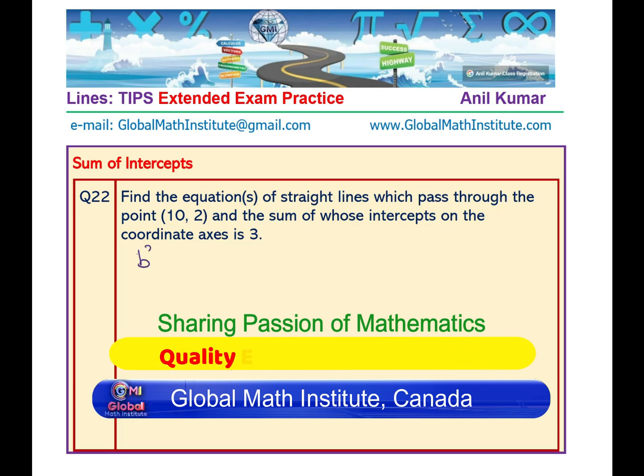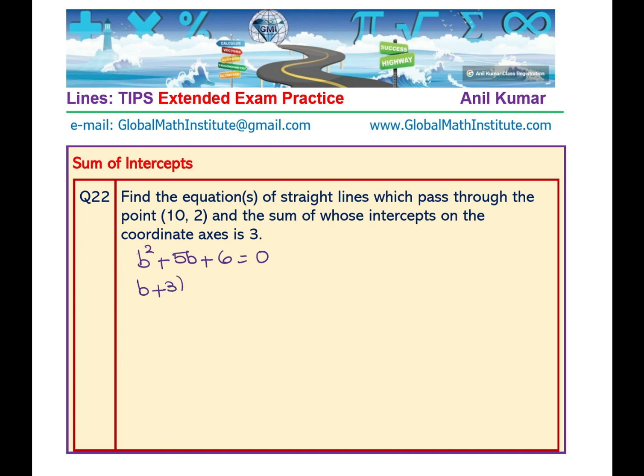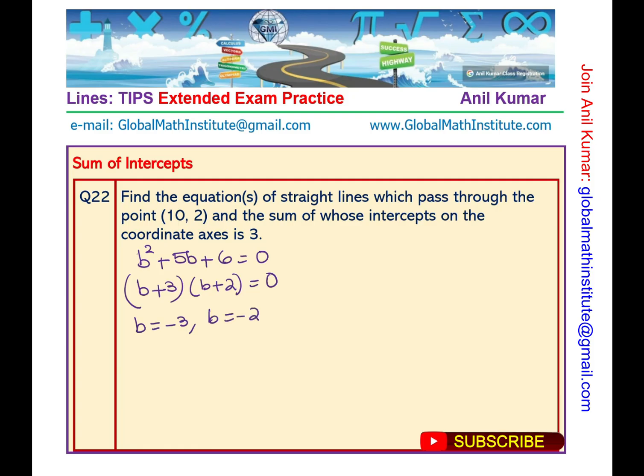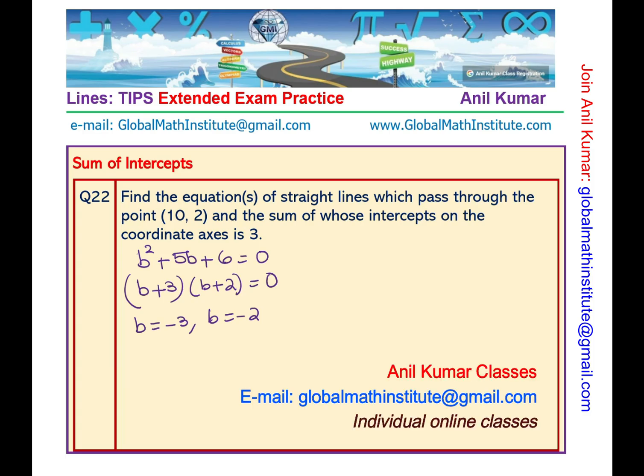So we have the equation b squared plus 5b plus 6 equals 0. To factor, 3 times 2 is 6, so we could factor this as (b plus 3)(b plus 2), and 3 plus 2 is 5, so that makes sense. It means that the value of b is either minus 3 or minus 2. So there are two possible values of b, right?